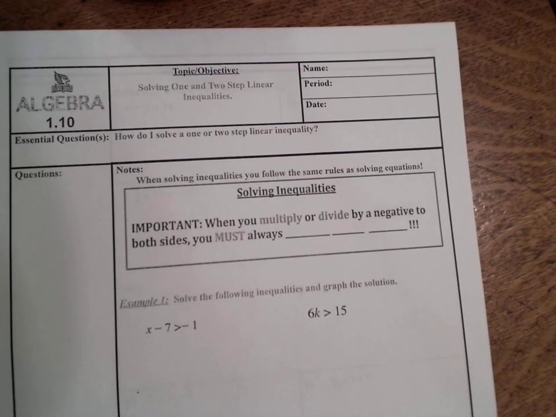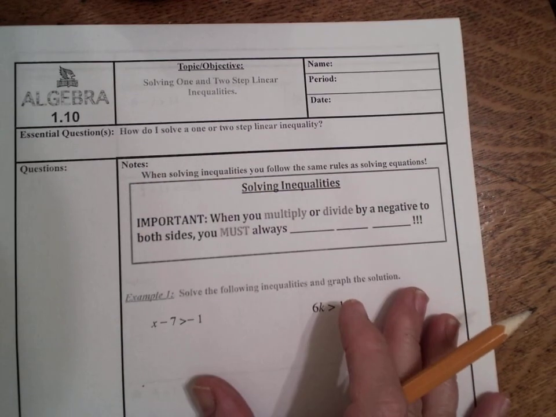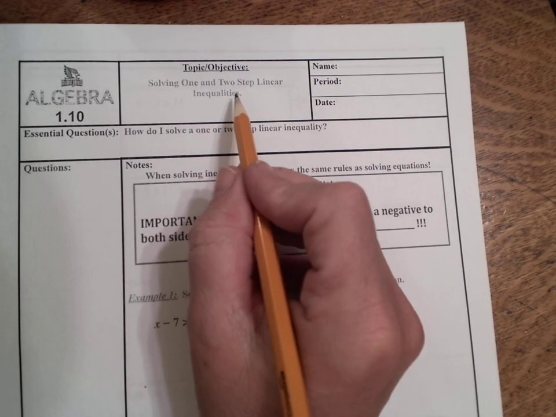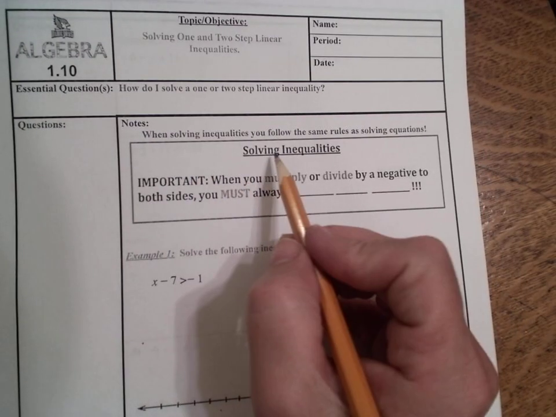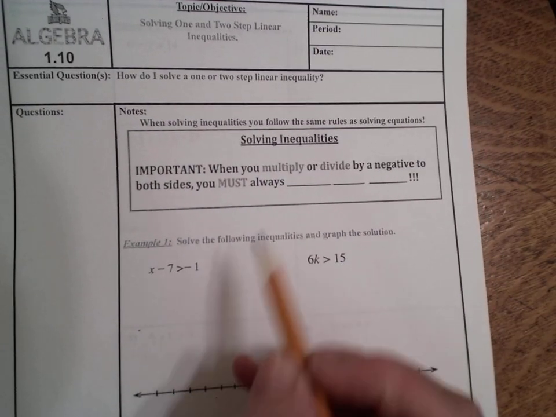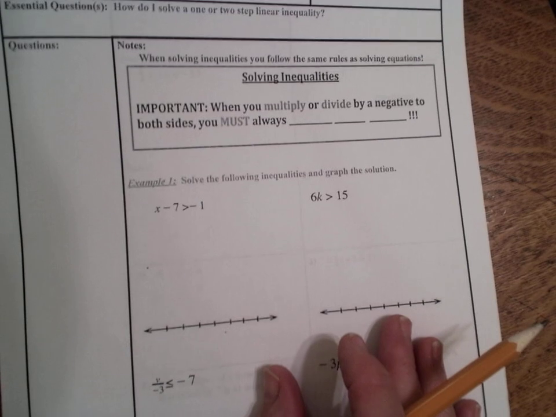Today we're solving one and two-step linear inequalities. An inequality, remember, means it's not equal. So how do I solve one and two-step linear inequalities? Well, solving inequalities, we're going to do a few things. We're going to solve and then graph. I'm going to come back to this box here for a moment, so I'm going to ignore that for now, because I'm going to go ahead and solve example 1 and 2.